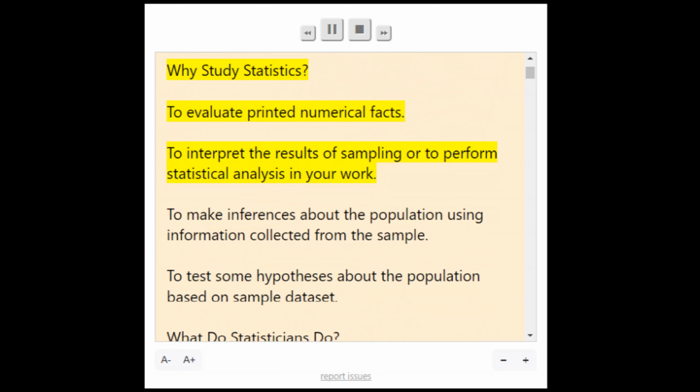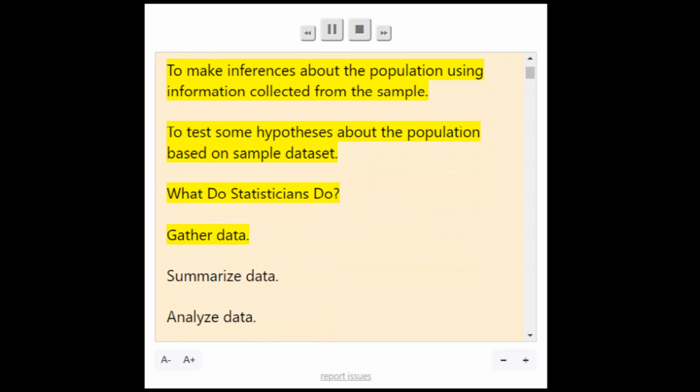Why study statistics? To evaluate printed numerical facts. To interpret the results of sampling or to perform statistical analysis in your work. To make inferences about the population using information collected from the sample. To test some hypotheses about the population based on a sample dataset.